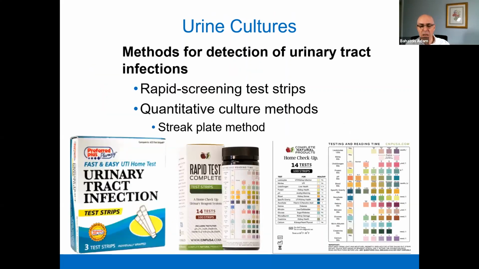There are different techniques that we use to detect urinary tract infections: rapid screening test strips or quantitative culture methods, such as the plate method first, and then performing the antibiogram.